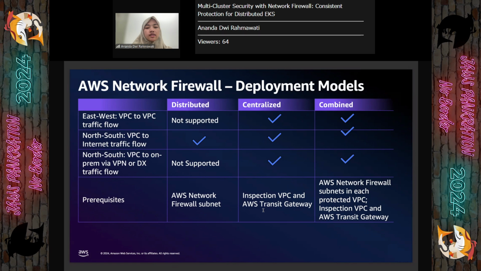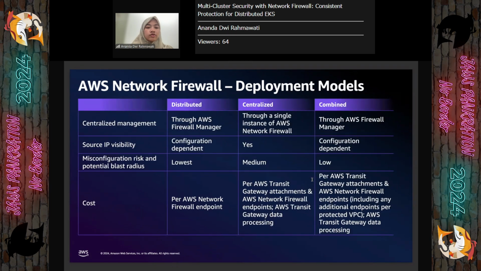And for prerequisites, we may need to take note of or do something before deploying AWS Network Firewall. First, for distributed it is the AWS Network Firewall subnet, and then for centralized, an inspection VPC and AWS Transit Gateway. So for centralized, we need a transit gateway attachment. And then for combined, an AWS Network Firewall subnet in each protected VPC, an inspection VPC, and AWS Transit Gateway.